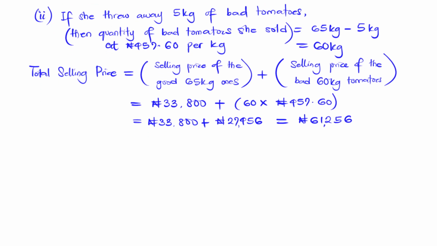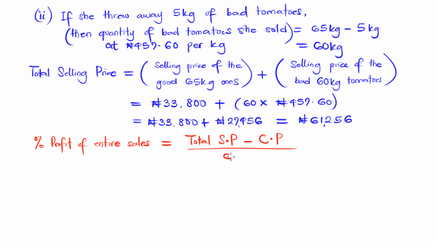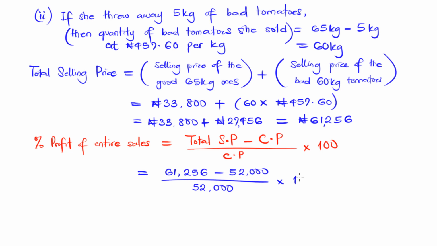We know our cost price initially, so we can find our percentage profit. The percentage profit is the selling price minus cost price over the cost price times 100. And for the entire sales, it will be the total selling price minus the cost price over the cost price times 100. So we've just gotten the total selling price to be 61,256 naira, minus the cost price that she used to purchase everything, that's 52,000, over that same cost price times 100.